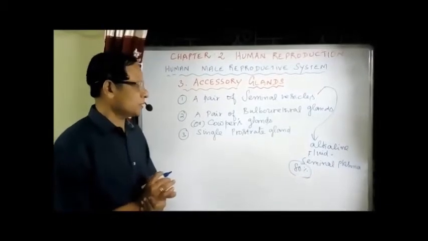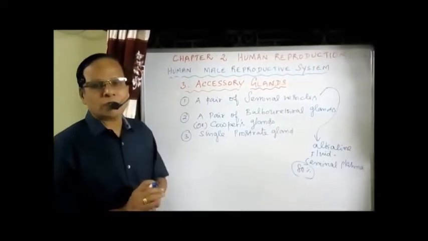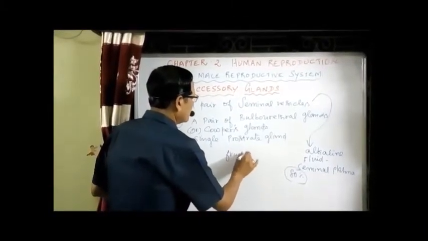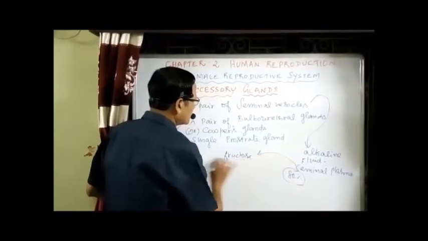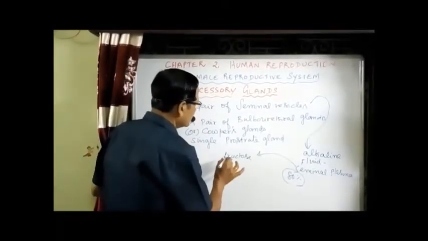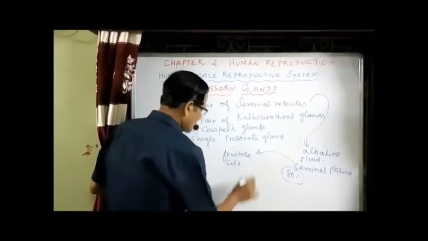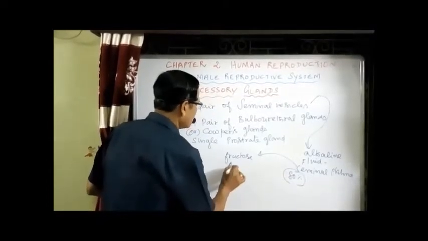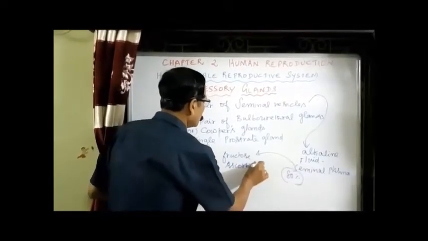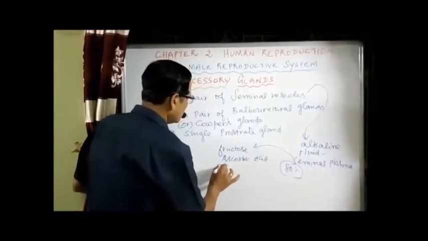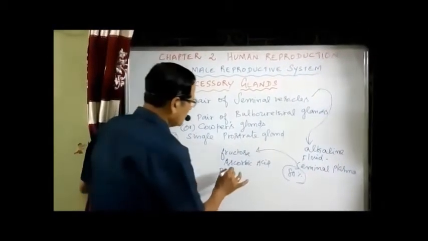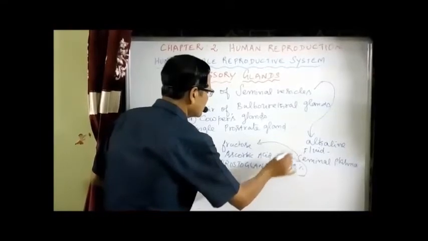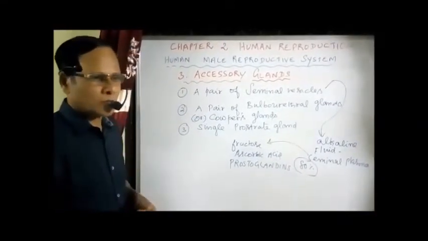Now it contains various components. For example, it contains fructose sugar. Then we have ascorbic acid. Oh sorry, I made a mistake, not citric acid, ascorbic acid. That's the second component. The third one, a fatty hormone, prostaglandins.